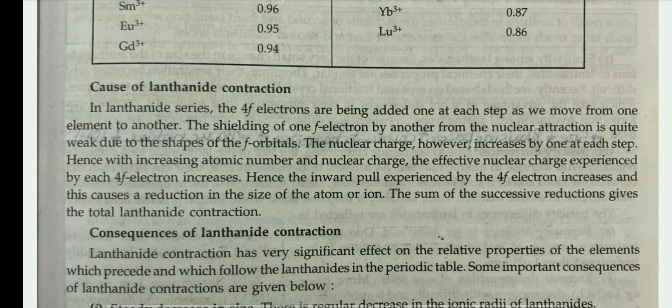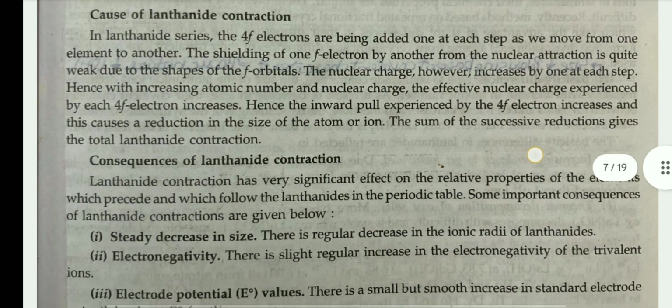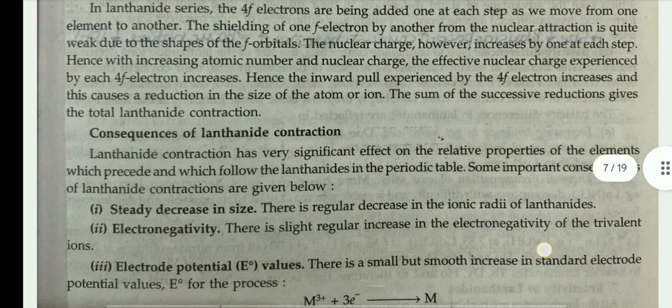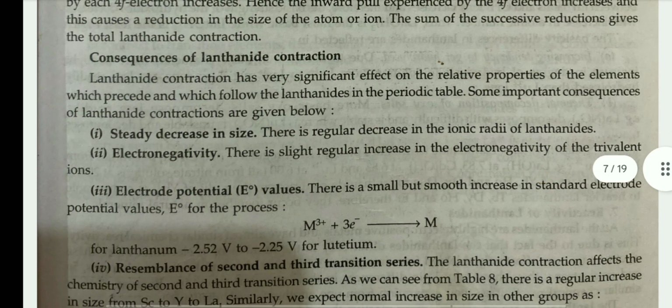Consequences of lanthanoid contraction. Lanthanoid contraction has a very significant effect on the relative properties of elements which precede and which follow the lanthanoids in the periodic table. Some important consequences of lanthanoid contraction are given below. Steady decrease in size: there is a regular decrease in the ionic radii of lanthanoids. Electronegativity: there is a slight regular increase in the electronegativity of the trivalent ions.